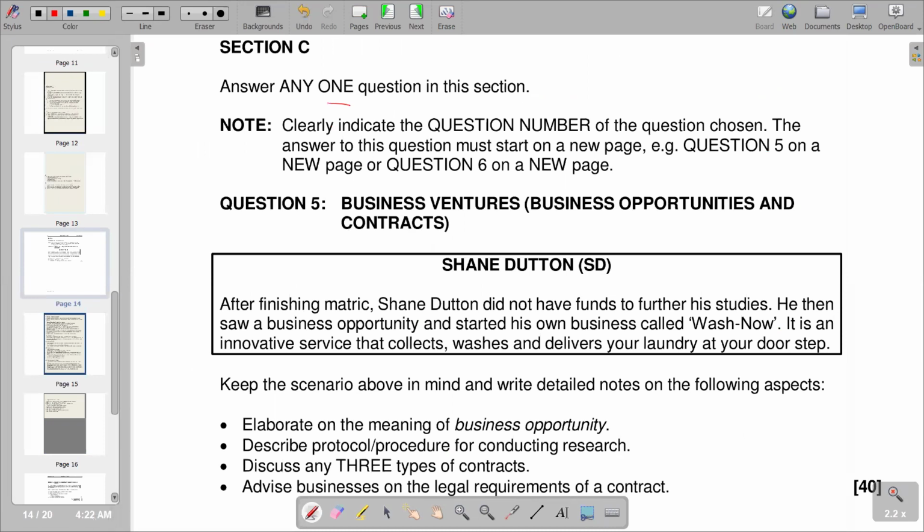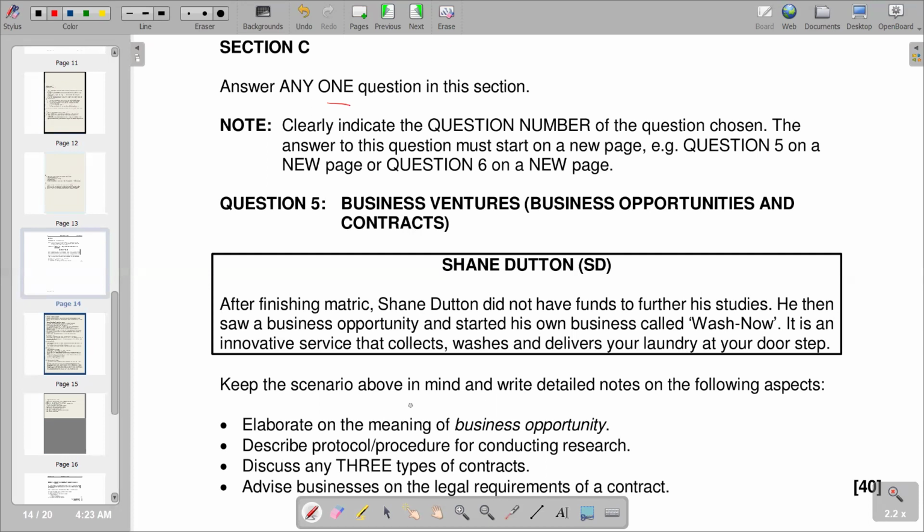So these are essay questions that we have on section 5, and obviously it's on business ventures, that is business opportunities and contracts. Then we are given Shane Dalton in brackets SD. After finishing matric, Shane Dalton did not have plans to further his studies. He then saw a business opportunity and started his own business called Wash Now. It is an innovative service that collects, washes, and delivers your laundry at your doorstep.